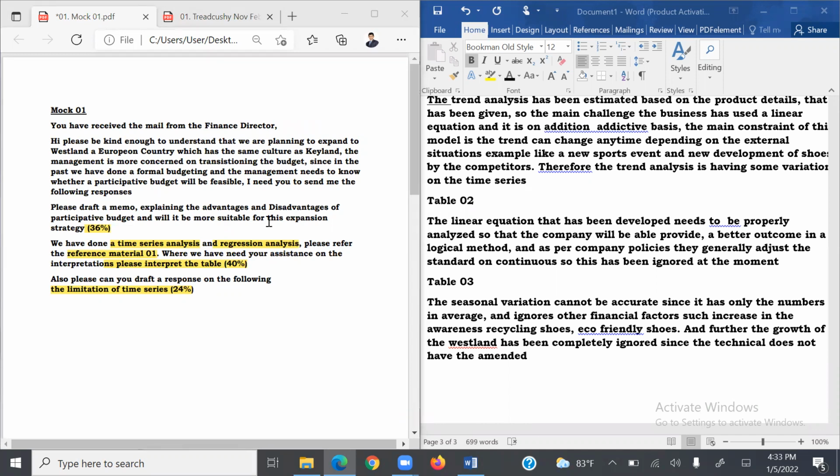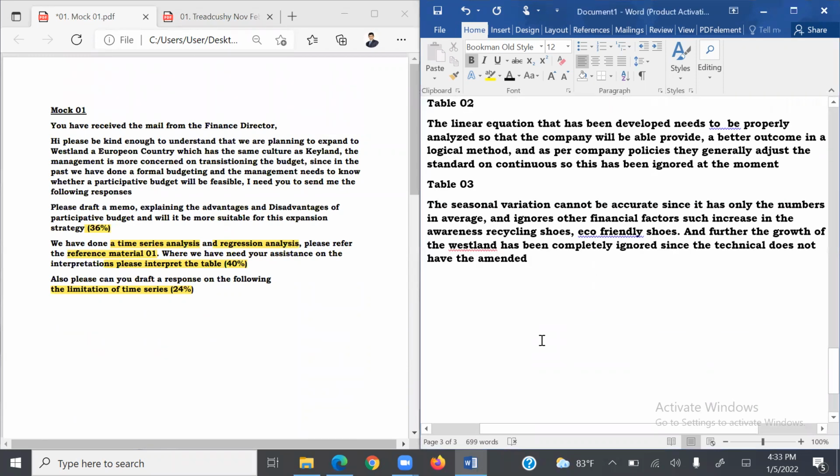The last one is, can you draft a response on limitations of time series? Yes. So I'll write down here, students, limitations of time series. Let's start working on this. It's not so complicated. The first thing I can say is that time series are technically strong models.